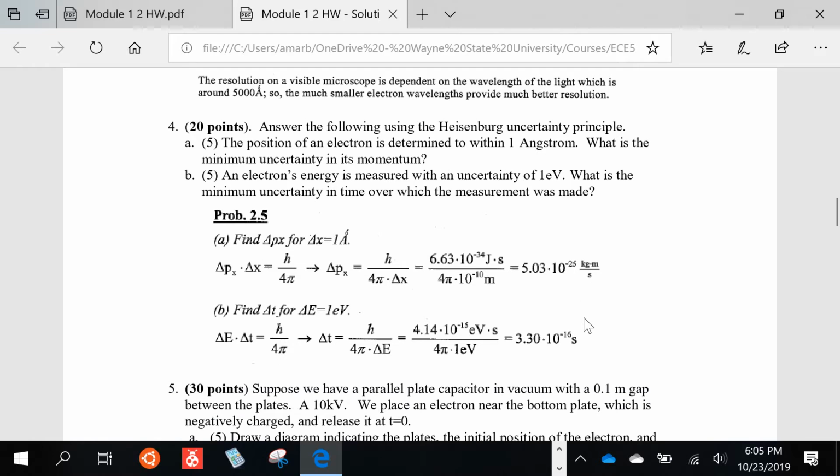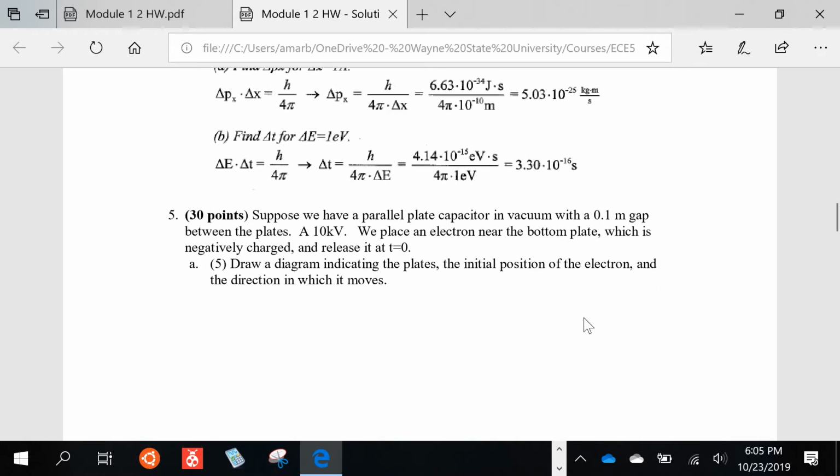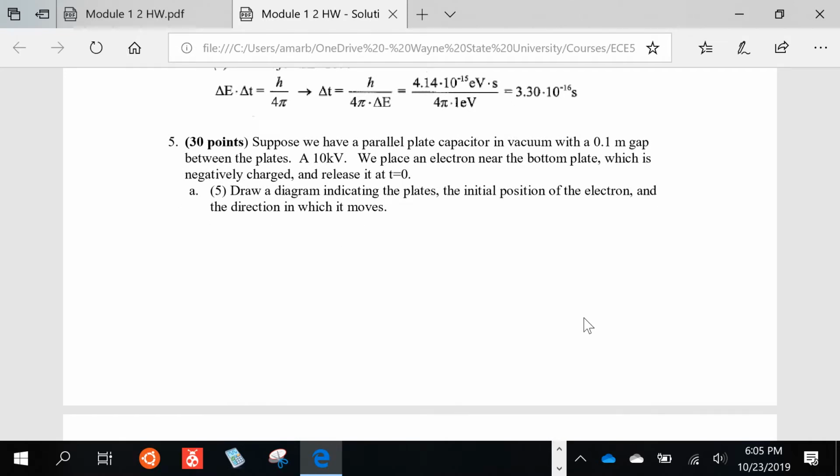All right, the next question was on the Heisenberg uncertainty principle. I want you to understand conceptually what the Heisenberg uncertainty principle is, and also be able to do a simple calculation. The reason why the Heisenberg principle is important is because it underlies the whole basis of quantum mechanics.